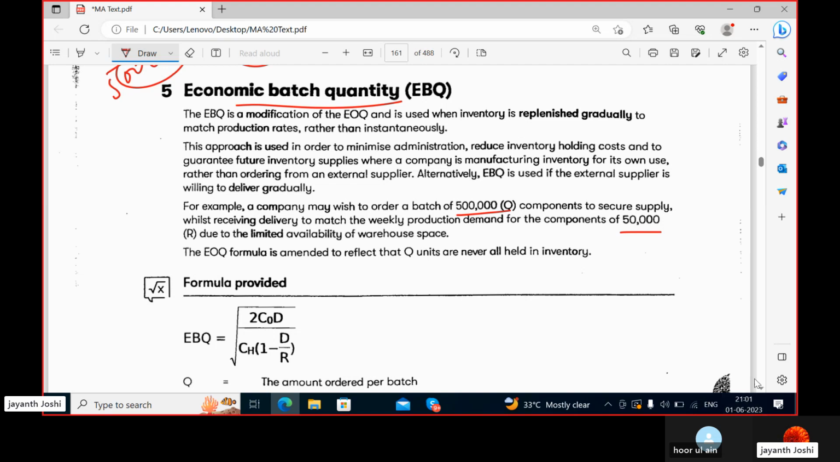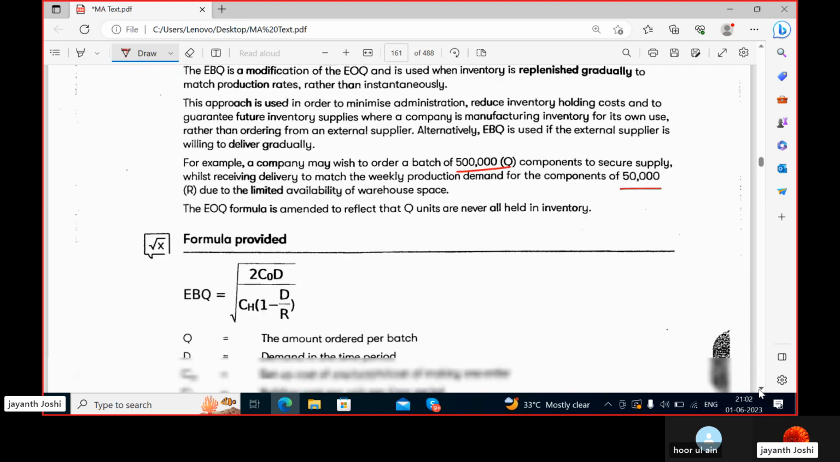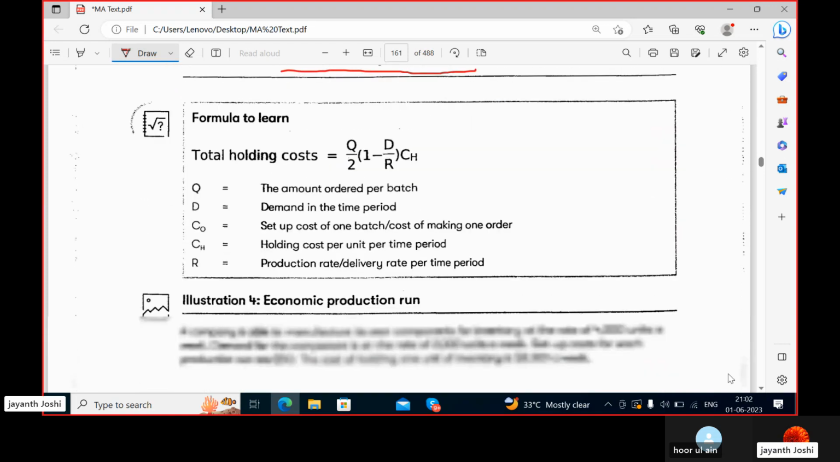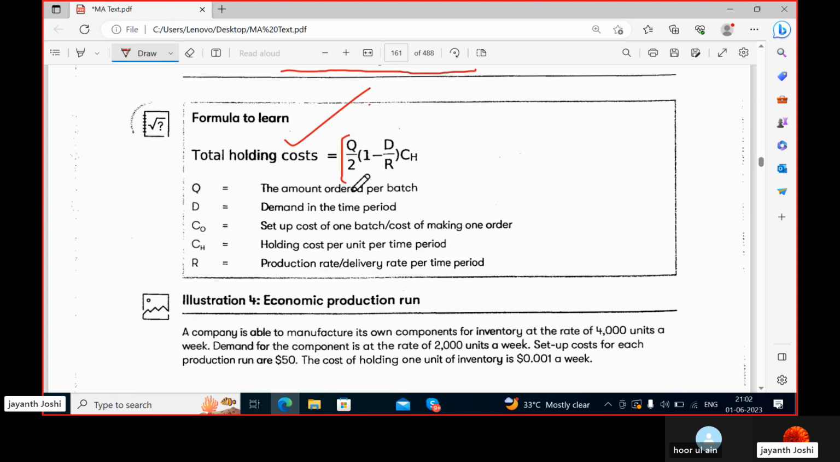Before that EOQ was followed, but as you know, businesses in today's world are such that bulk quantities are also bought, purchased and sold. So EBQ has come into picture. It's a small amendment to the EOQ. The EBQ formula is under root 2 C_O D by C_H. But one small thing is that in C_H, the holding cost, they take 1 minus the annual demand divided by the production rate or delivery rate per time period. This formula you have to apply. And again, the holding cost here is the average quantity into 1 minus the annual demand by the production rate, into holding cost. This formula you have to apply.